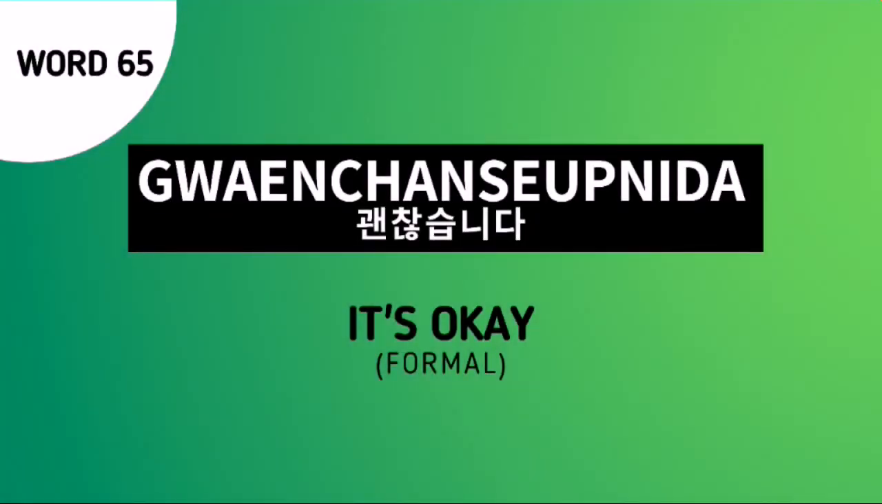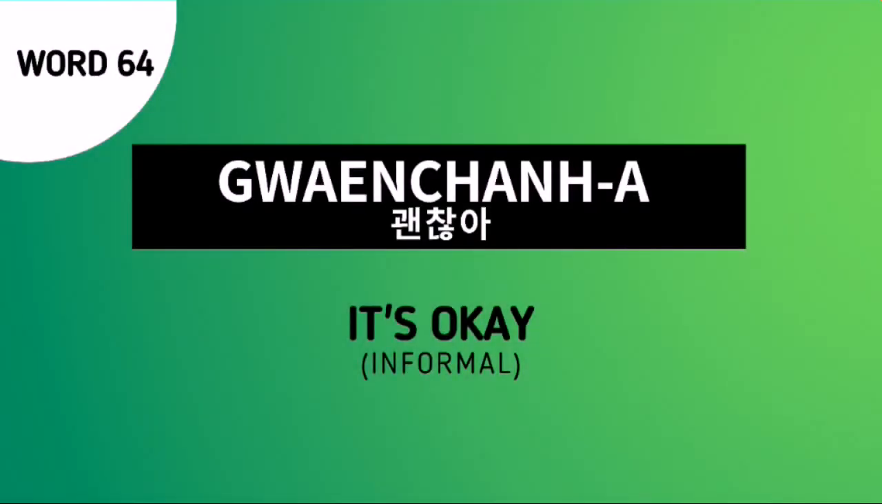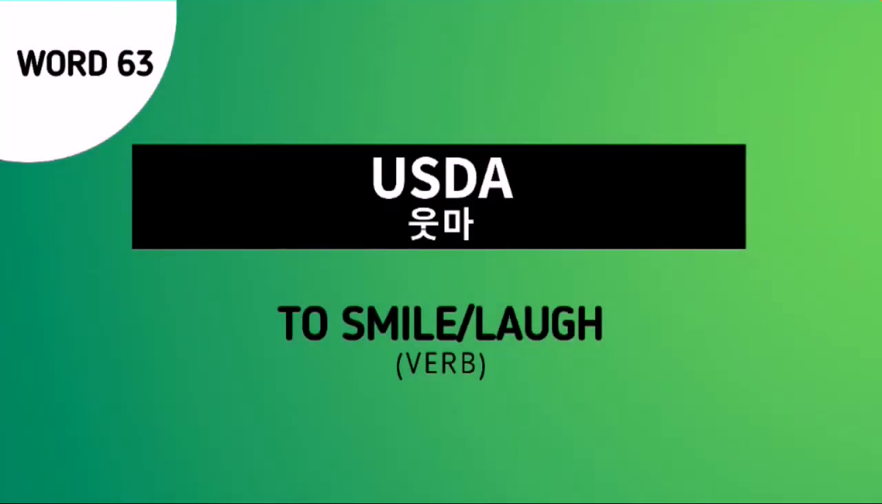Word number 65 is kwenchan sumnida. This is a formal way of saying it's okay. Word number 64 is kwenchana, and this is an informal way of saying it's okay. Word number 63 is usta. This is another root verb which means to smile or laugh.